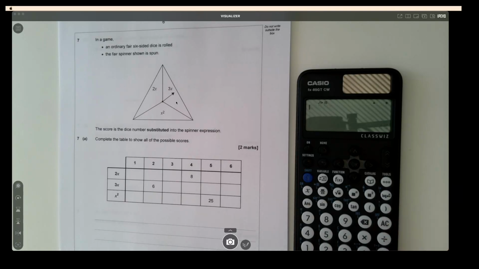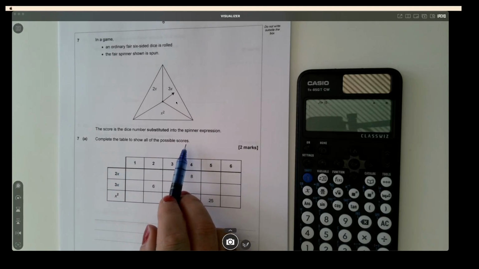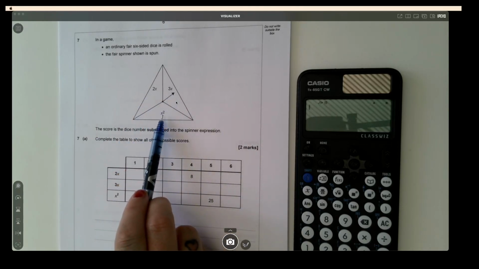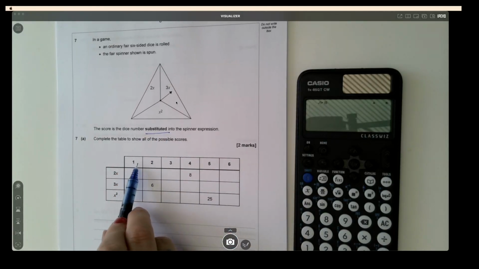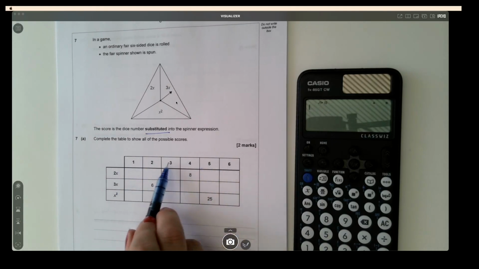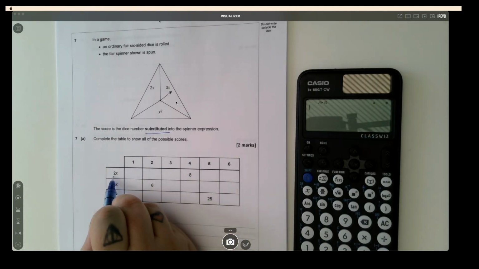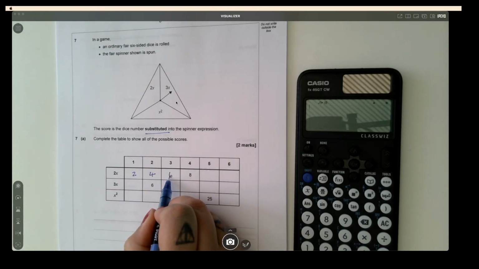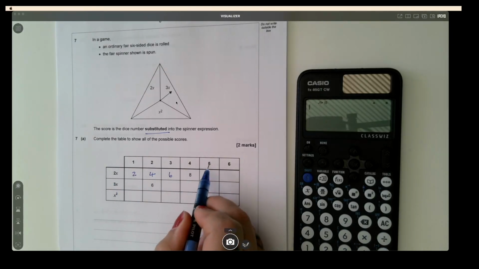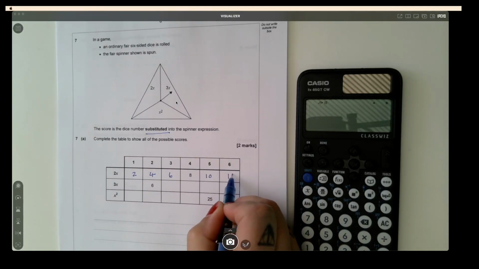Question 7. In a game, an ordinary fair 6-sided dice is rolled. The fair spinner shown is spun. The score is the dice number substituted into the spinner expression. Complete the table below to show all of the possible scores. So we've got 2x, 3x and x squared, and they're here in this table for us. And we are substituting. So these are the values that we substitute. These are the values on the dice. So if we roll a 1 on the dice, 2 times 1 is 2. 2 times 2 is 4. 2 times 3 is 6. This one's already completed. 2 times 5 is 10. And 2 times 6 is 12.